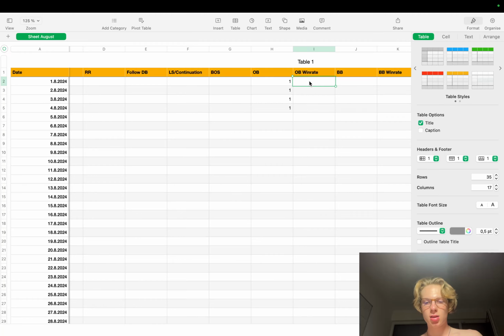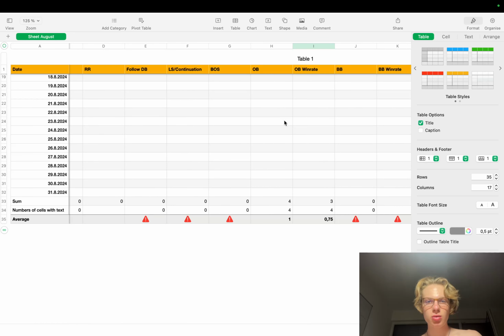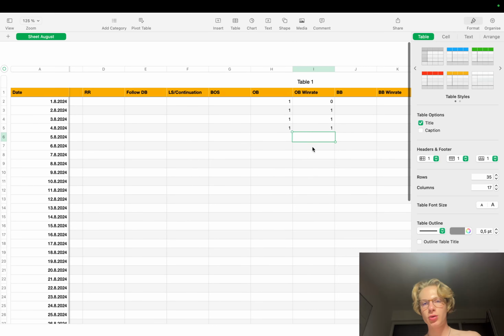And then let's say this one was lost, but this one was won, this one was won, and this one was won. So we can say that out of all of my trades, every single one of them was, 100% of the trades were taken with an order block. Now we go to the win rate.